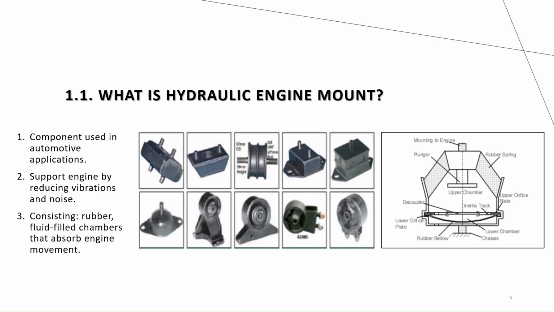And the hydraulic engine mount has rubber, fluid-filled chambers, and an inertia track with plates. We have two types of rubber. The primary rubber, which we call the rubber top spring, is the rubber on the top. You can see it right away in the pictures on your right. The other rubber, which we call the secondary rubber, is the rubber bellow.